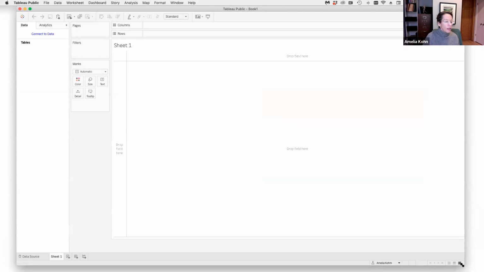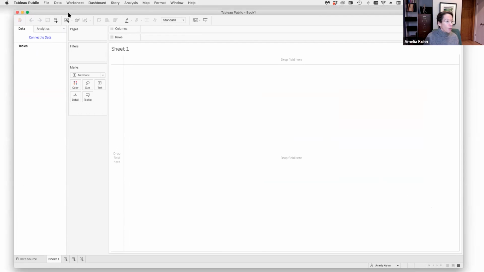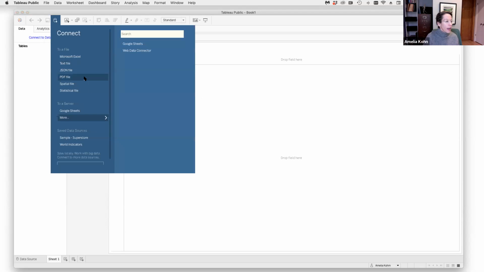Okay, so in the instructions that I provided to you, it will tell you how to download Tableau Public for free to your computer. So I'm not going to go through that, but once you've downloaded it and opened it, the first thing you're going to want to do is connect to your data, and you're going to see this window when you open it, and you're going to just click Connect to Data here in the upper left-hand corner. And then you just navigate to your data.